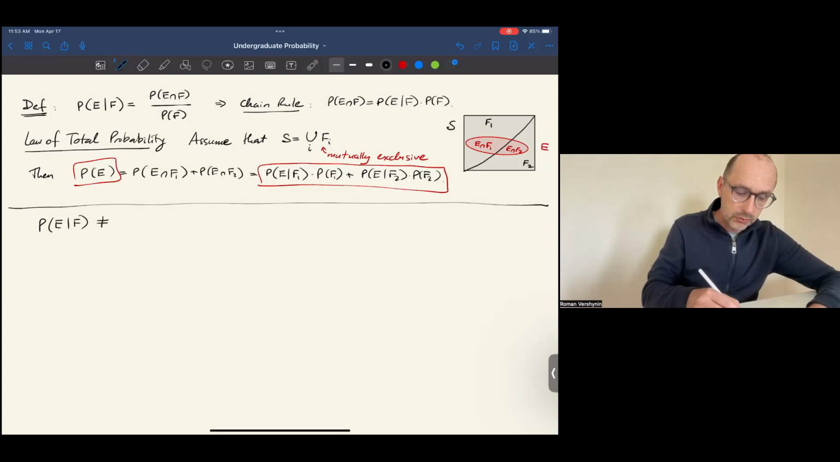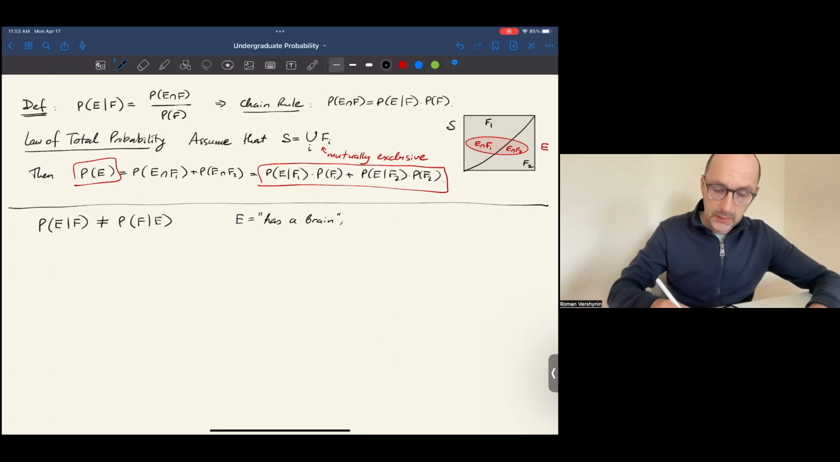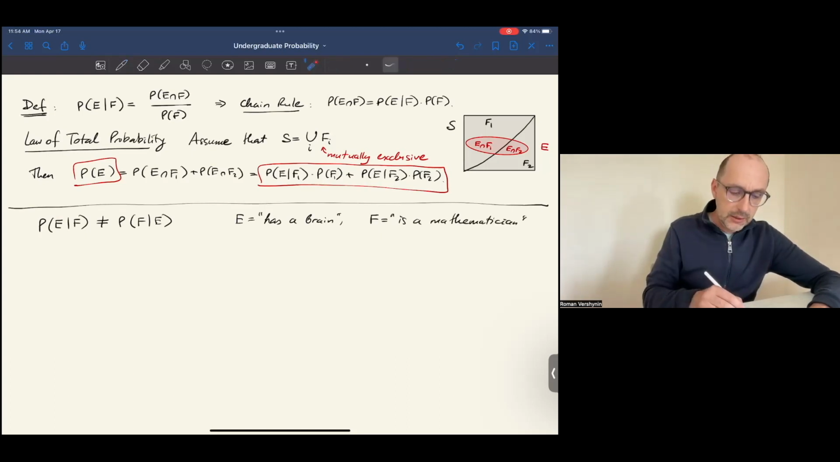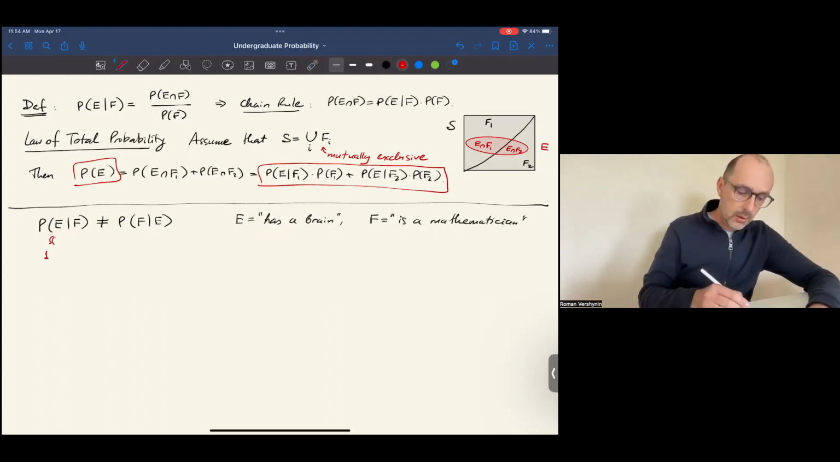It is not in general true that P of E given F is the same as P of F given E. To see this, consider the event E that someone has a brain, and F, the event that someone is a mathematician. In the left-hand side, if someone is a mathematician, what's the probability that he or she has a brain? All mathematicians have brains, in fact, very good ones, such as yours. So this probability is nearly 1.